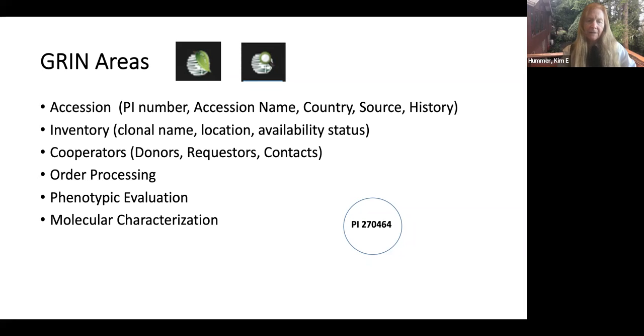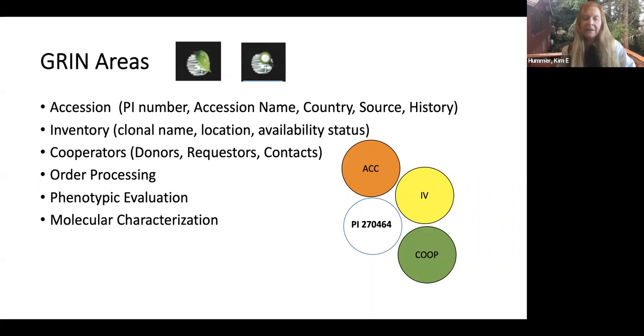GRIN areas, as you are aware, include a number of different sorts of information for each of the accessions that we have. We have accession information, which includes PI numbers, accession name, country, source, history, that kind of information. Secondly, there's inventory. Inventory information includes clonal names or the local name, the inventory name for a particular site, the location where the germplasm is stored, the availability status, and other kinds of information like that. We have an area called the COOP, which includes the cooperators. They're the donors, requesters, contacts of people that we have interacted with about our germplasm.